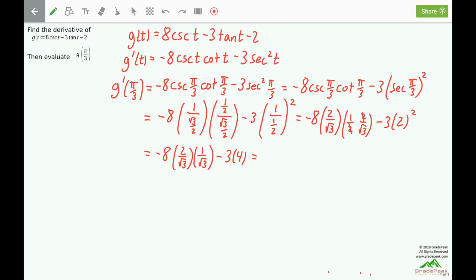We can multiply all the numerators. Negative 8 times 2, which is negative 16, times 1 is just negative 16. And then root 3 times root 3 is a 3. And then negative 3 times 4 is a negative 12. The next step is to put these over a common denominator so we can combine it to a single expression. Let's multiply that 12 by a 3 over 3. We will have negative 16 over 3 minus 36 over 3, which combines to give us negative 52 over 3.